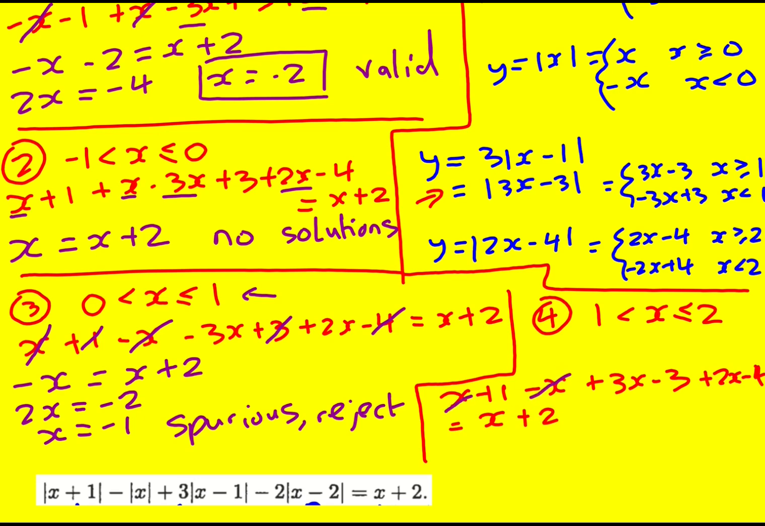Cancel these. The 1, the minus 3. Oh, wait, that's not. No, sorry, this is different this time. So we're going to get 5x minus 6, I believe. 3x plus 2x is 5x. 1 minus 3 is minus 2. Minus 4 is then minus 6. 5x minus 6 is equal to x plus 2. That means 4x is going to equal 8. x is going to equal 2.